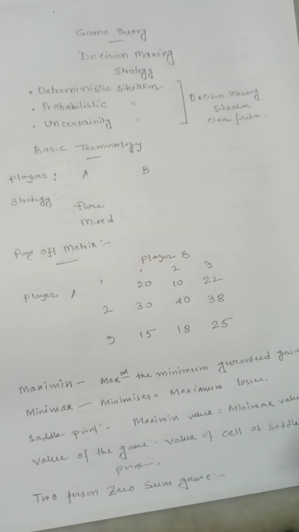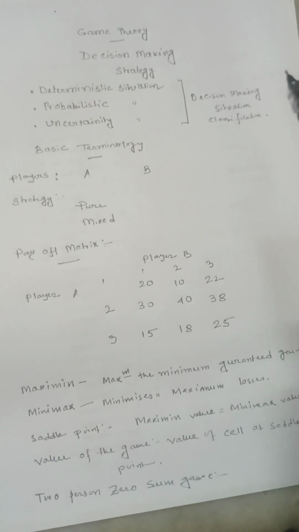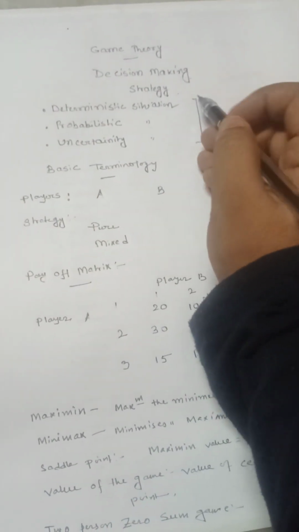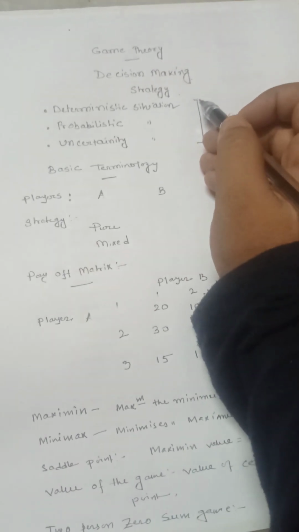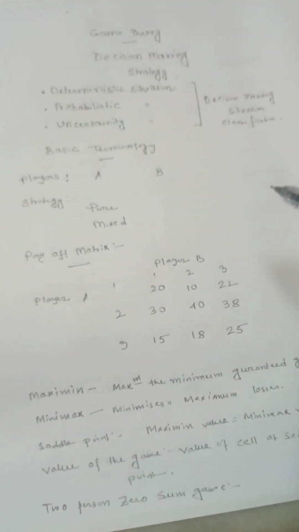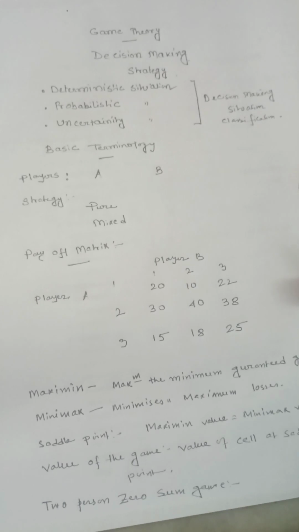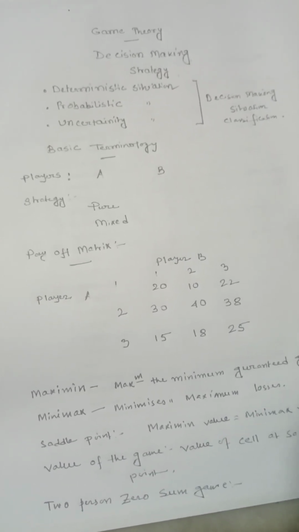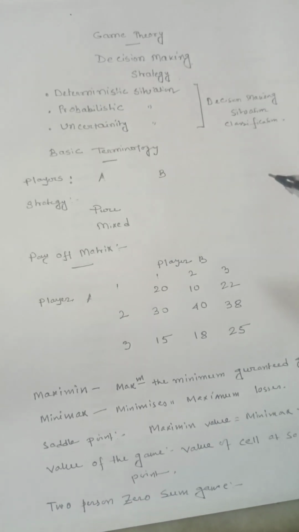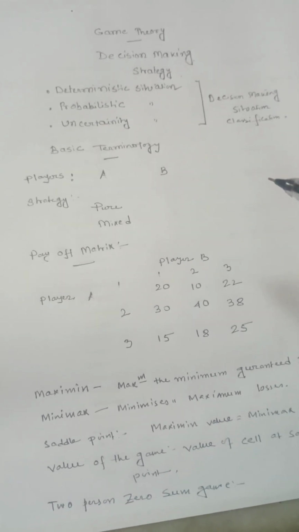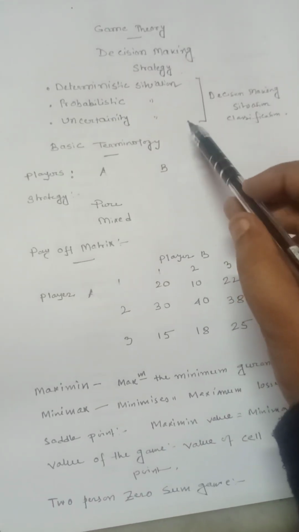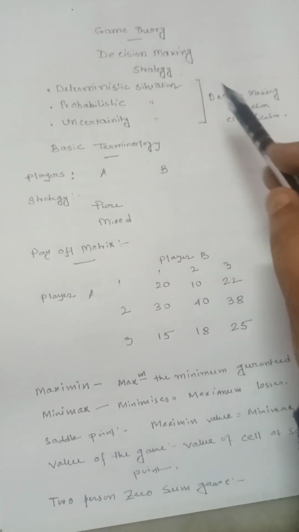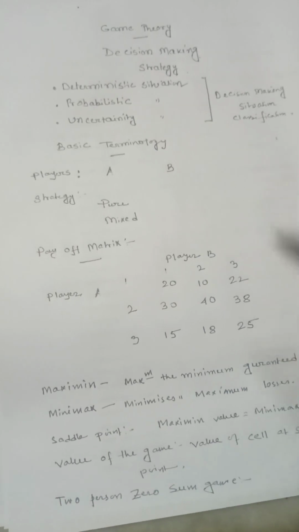We are going to discuss game theory. In game theory, basically, it is a decision making process, or decision making strategy. This decision making can be done in three different situations. One is called deterministic situation, second is probabilistic situation, and the final one is uncertainty. Decision making situations can be classified under these three heads which I have given.